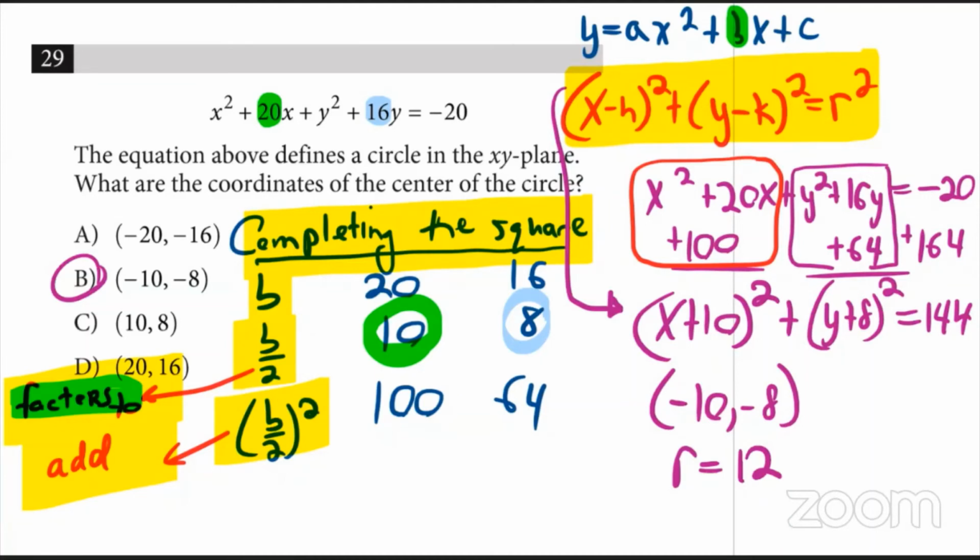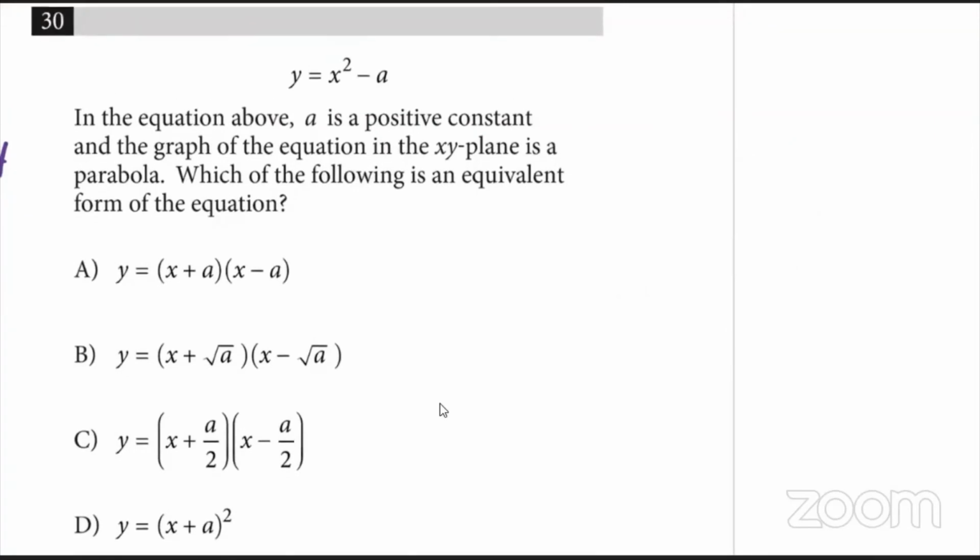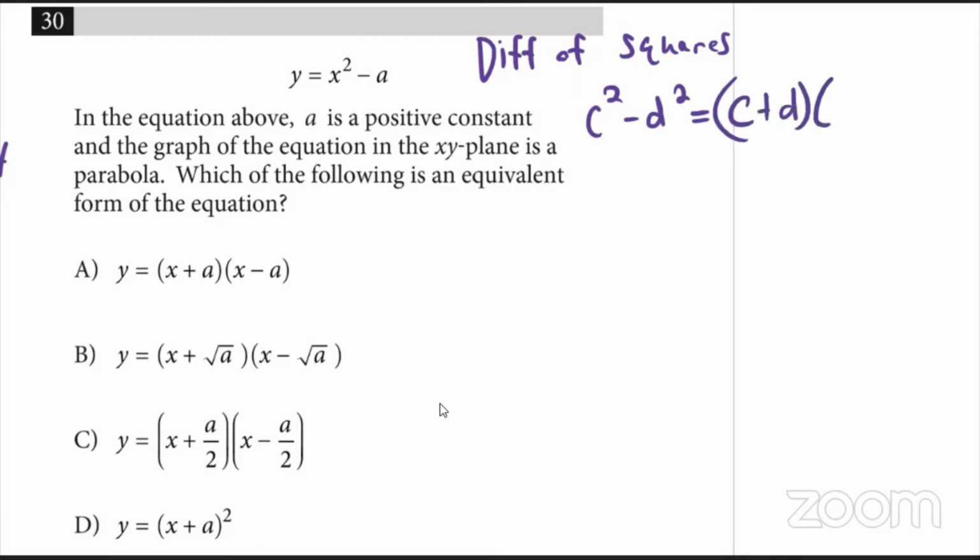Okay, and now we are going to question 30. Which of the following is an equivalent form of the equation for number 30? Well, this might remind us of a difference of squares. A difference of squares looks like this. Notice that it's got a minus sign, so it's a difference, and it's got two perfect squares. So the name is perfectly accurate. Something like that will always factor to the square root of each piece with a plus sign and a negative sign.